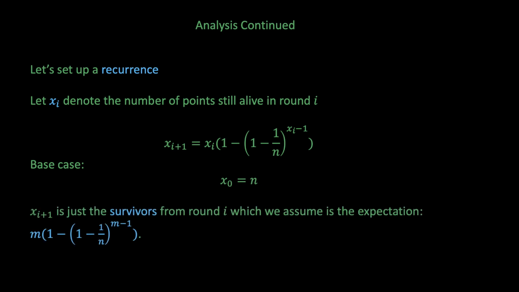Note that x_i is just the number of survivors from round i, which we assumed is its expectation. Our goal is now to find the minimum i* such that x_{i*}, or the number of survivors in round i*, is less than 1, or no more survivors.